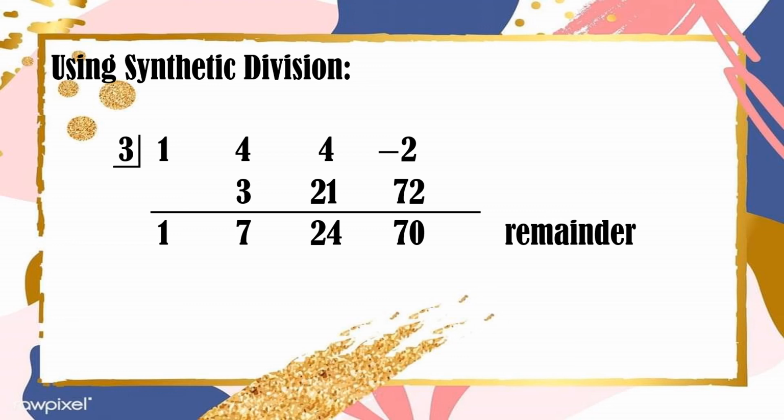So now, let us add negative 2 and positive 72. Unlike signs, meaning you're going to subtract. So the result is 70. And 70 is our remainder.